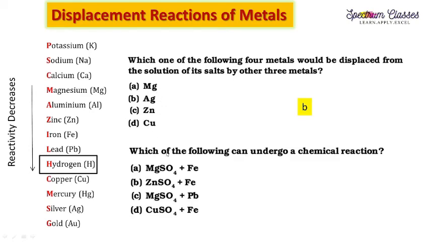The next question: which of the following can undergo a chemical reaction? So first you have to locate the metals as A and B. Magnesium comes first, iron comes second. This reaction will not take place. Zinc comes first, iron comes later. No reaction. Magnesium sulfate, magnesium comes first, lead comes later. No reaction will take place. Copper will come later and iron will come first. So the BA combination is correct. So D will be the answer.